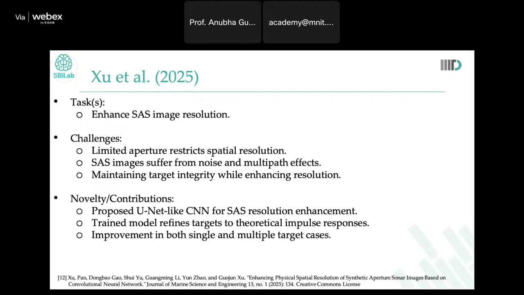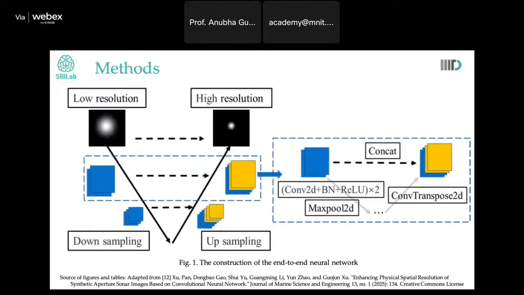So what is the novelty or contribution in this work? They propose a UNet-like CNN for SAS resolution enhancement. The trained model refines targets to theoretical impulse responses, with improvement in both single and multiple target cases, which is what they have shown in their work. So now let's see what the method looks like.